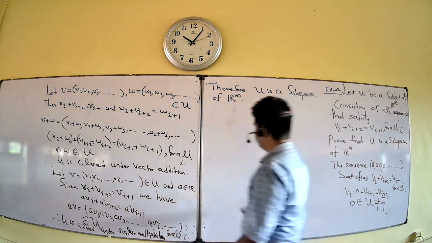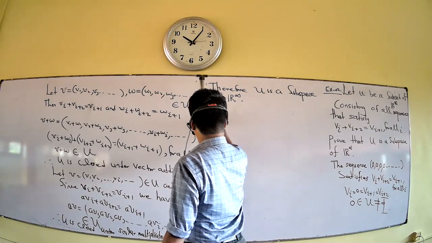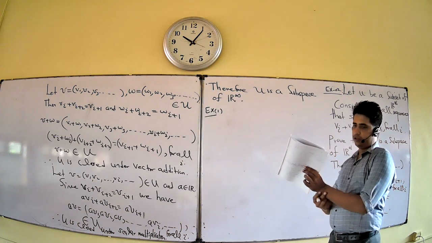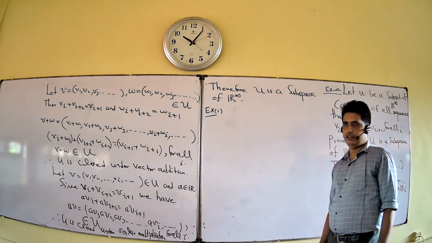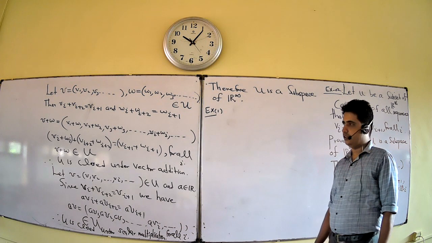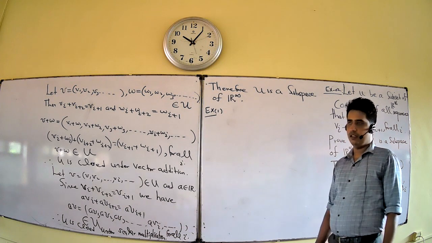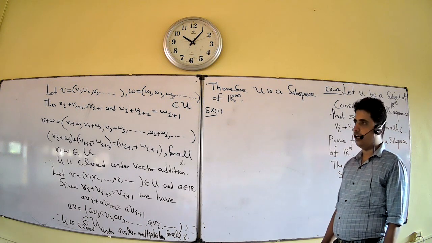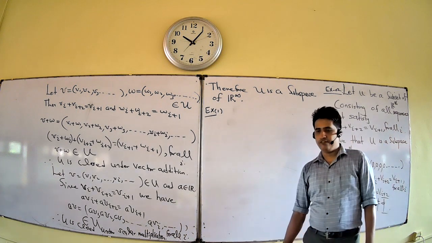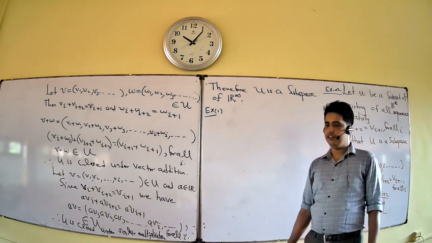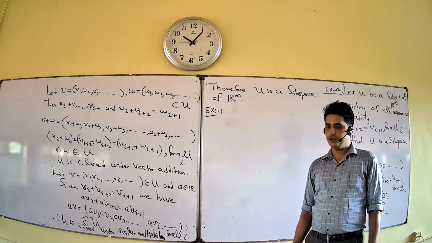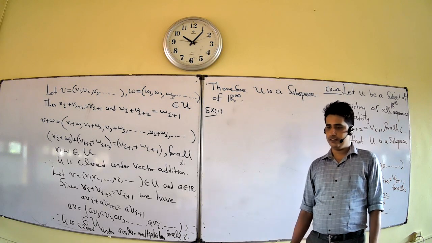So for the next question, you want to show that the given set is not a subspace. There are 10 problems. In all problems, you want to show that the given set is not a subspace. To show a subspace, you need to show three conditions. If at least one condition is false, then you can say it is not a subspace.